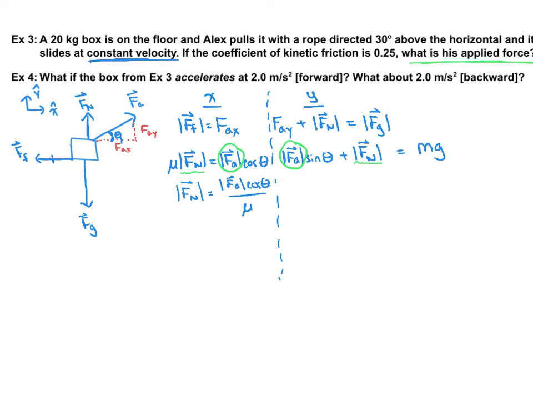So I isolate that for Fn, so that I can now take this expression and substitute it into my second equation where the Fn is. I'll call this equation 1, I'll call this equation 2, and what I'm doing is I'm going to sub this expression from equation 1 into equation 2.